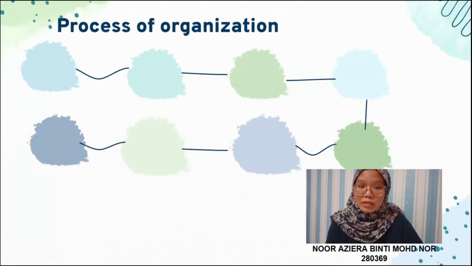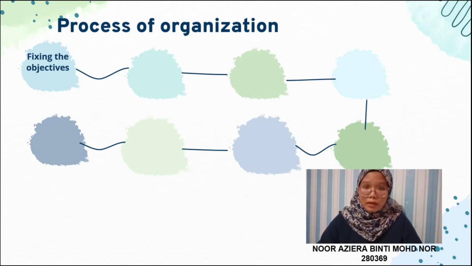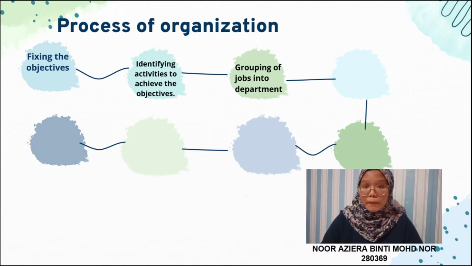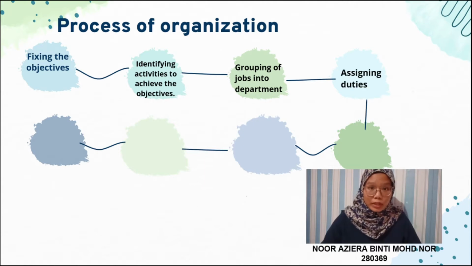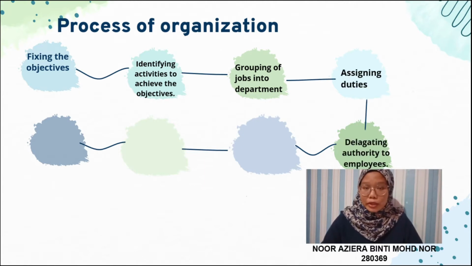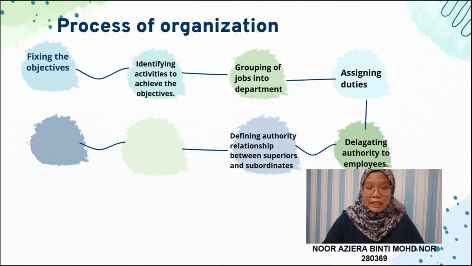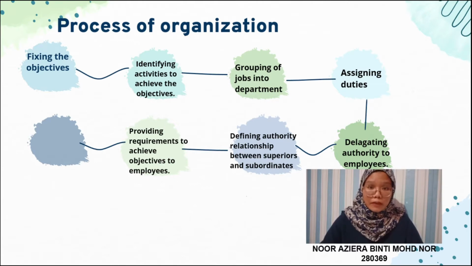Next is the process of organization. The process of organization starts with fixing the objective. Secondly is identifying the activities to achieve the objective. Thirdly, grouping of jobs into departments. Next, assigning duties. After that, delegating authority to employees and defining authority relationships between superiors and subordinates. Next, providing requirements to achieve the objective to employees. And lastly, coordination of activities.